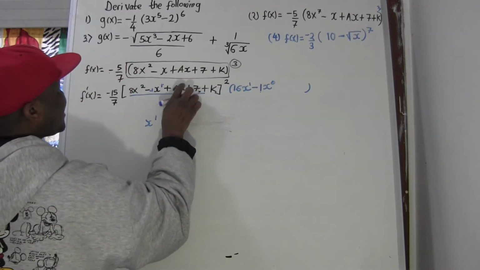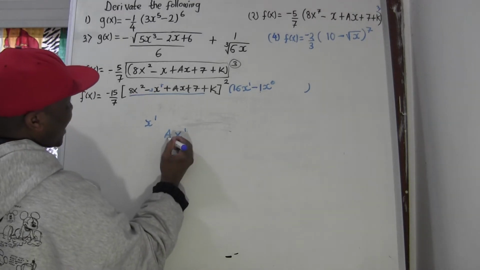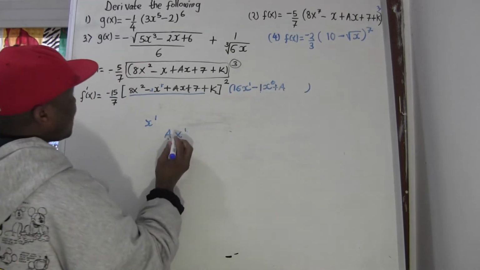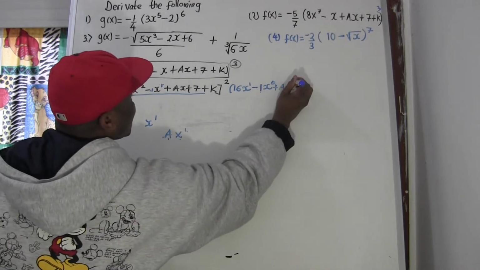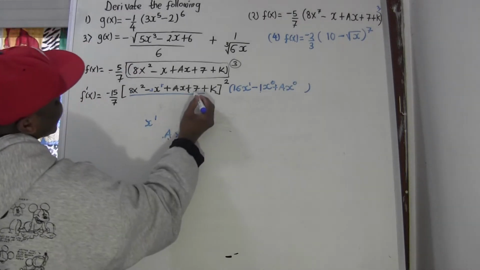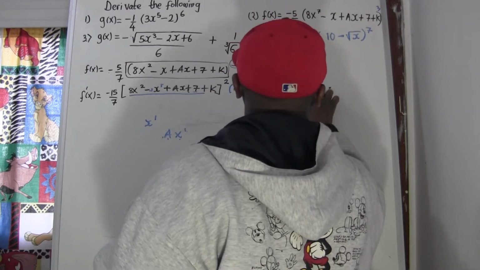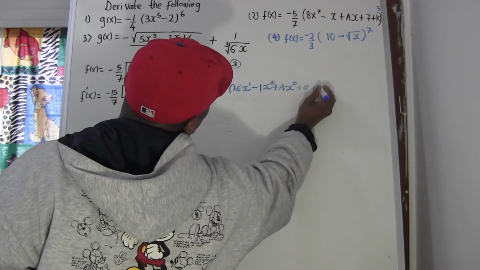You come here, this is like a x power 1. So 1 times a is a, and there's a plus. I'll write my x, 1 minus 1 equals 0. Now we go for the last one. This number does not have an x, so when you differentiate, it's going to be 0. And even this one does not have an x, so when you differentiate, it's going to be 0. So plus 0 plus 0.